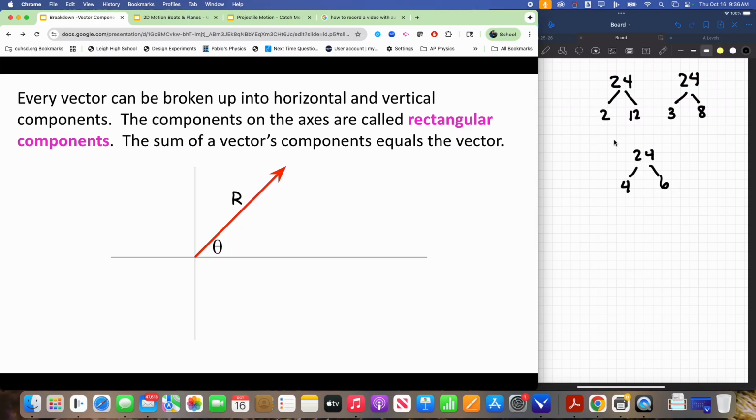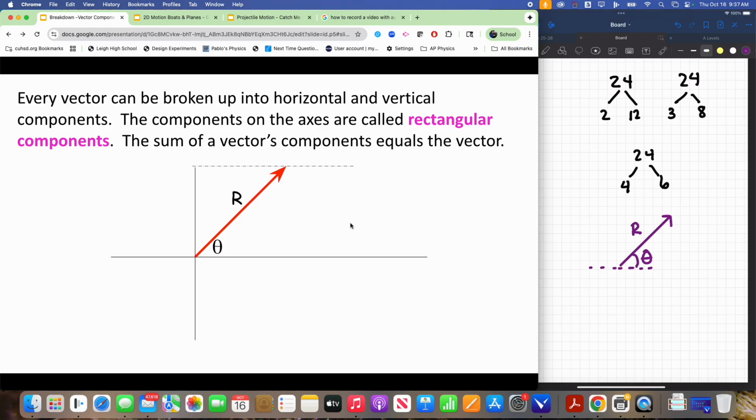The same is true about vectors. We are going to be given a vector and we want to know what 2 vectors that are perpendicular to each other add up to equal the resultant vector. So if I have this vector r here, with an angle theta, what horizontal vector and what vertical vector am I adding together to equal that vector?